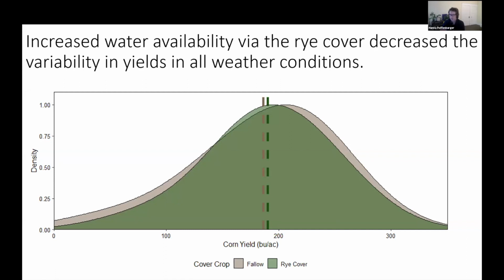And when we look at the distribution of yields across our landscape positions and our 30 years of weather in this plot here, we can see that the green curve, the cereal rye treatment, is narrower and less variable than the brown fallow treatment behind it, while having similar yields, those dashed lines, which are just a 5 bushel difference.